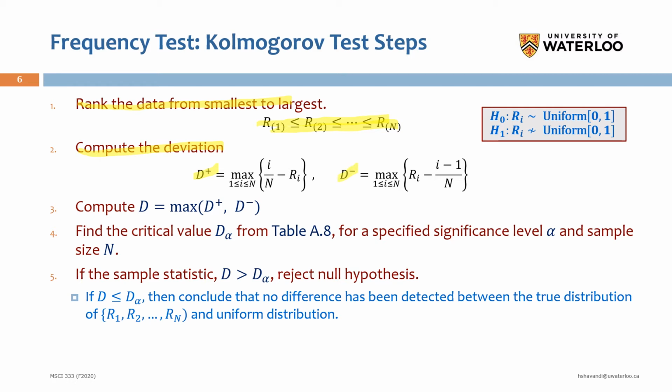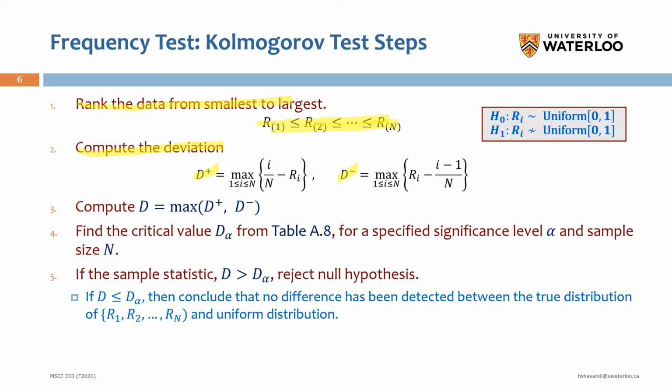D plus is the maximum deviation if we subtract the true value, I mean the actual CDF or R(i), from i over N, which is SN(x). And D minus is the maximum quantity if we subtract (i minus 1) divided by N from R(i).